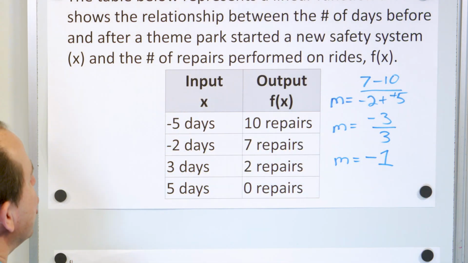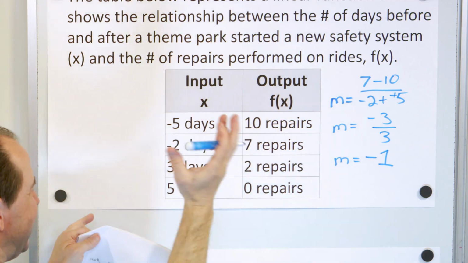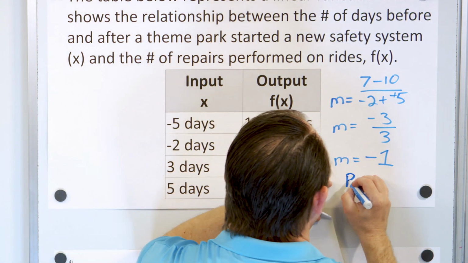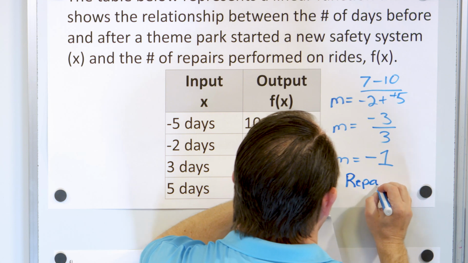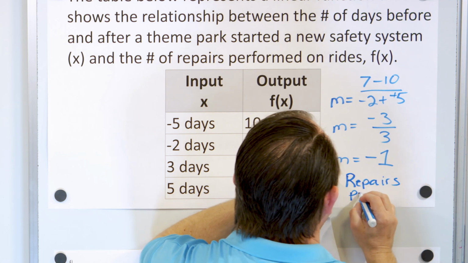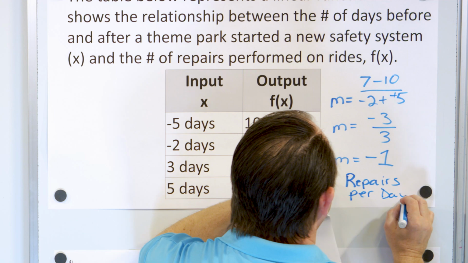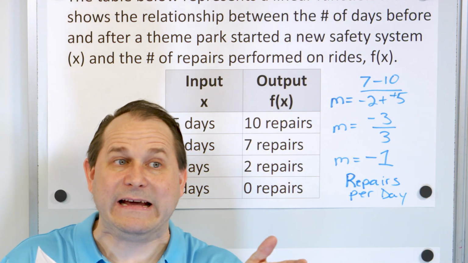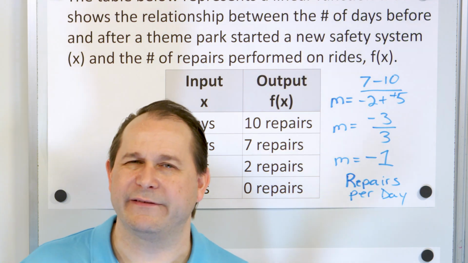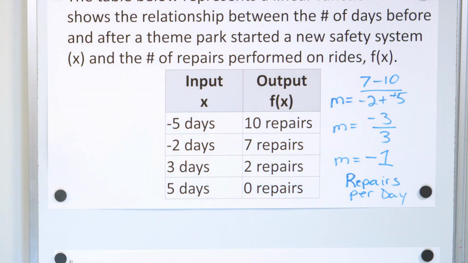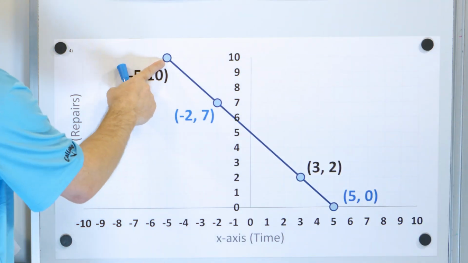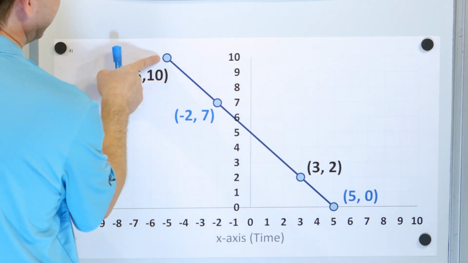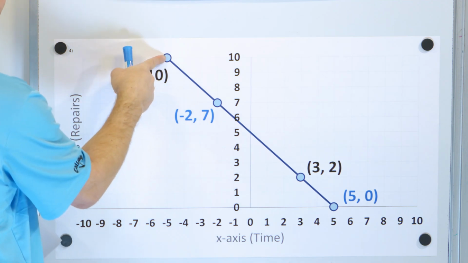But -1 what? What are we talking about? Repairs per days, I guess you would say. Repairs per day. It's a little bit hard to think about it, because what we're talking about is the number of days before a repair system was implemented. But let's just look at the graph and see if we can understand what we have here. -5, 10 is here. That means 5 days before we put the safety system in, we had 10 repairs needed.